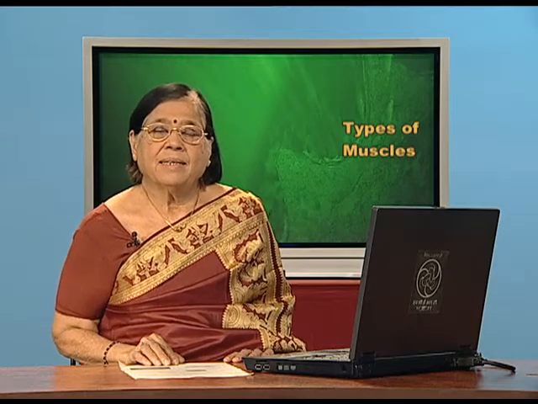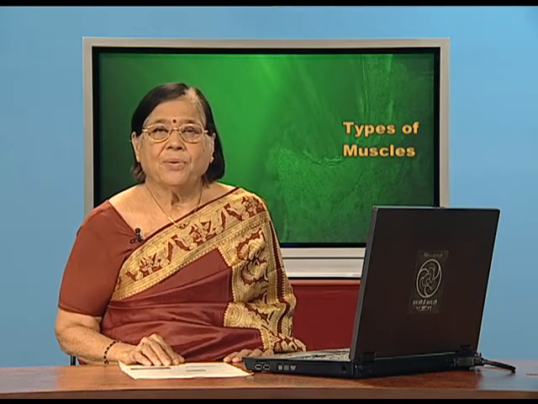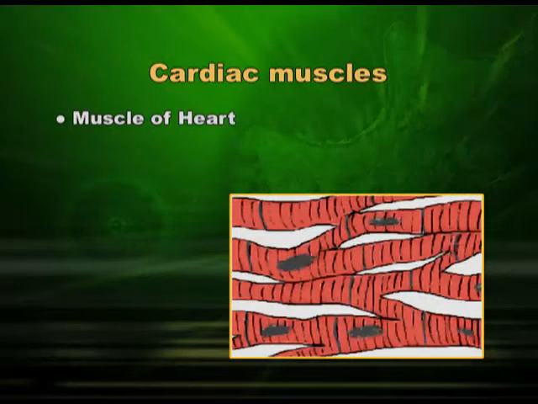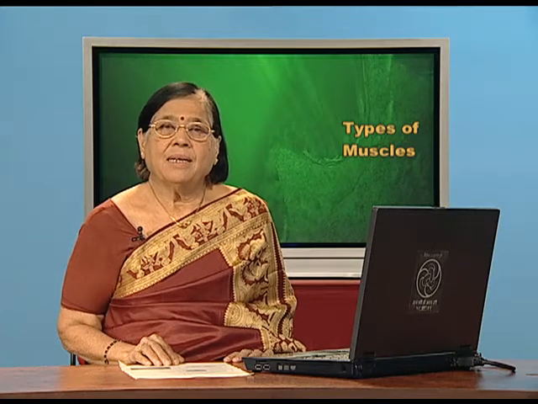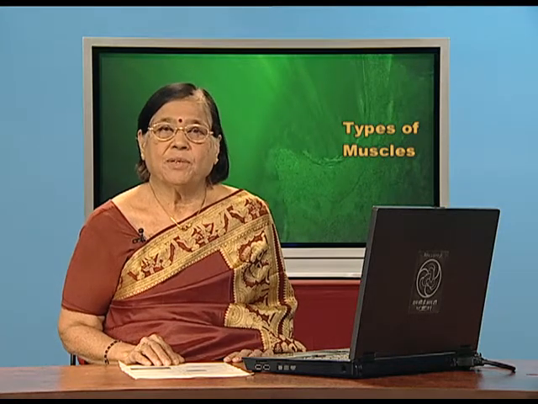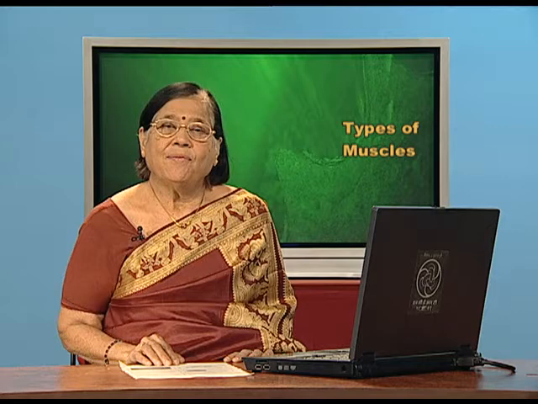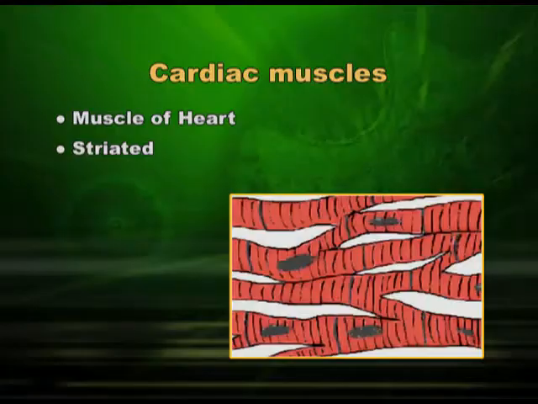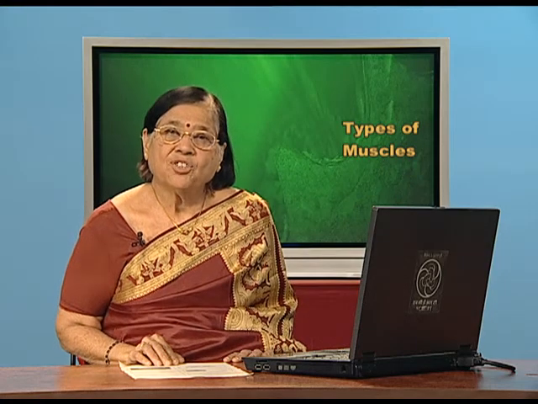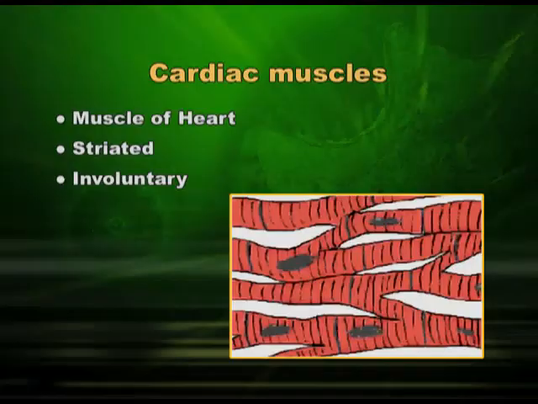The third type of muscle is cardiac muscle. As I have told you, it is found only in the heart, and the heart muscle is very, very different from other muscles. The cardiac muscle is different from skeletal muscle and from smooth muscle. Of course, if you see it under the microscope, it looks striped. So, we can call it a striped muscle. But it is involuntary, whereas skeletal muscle which was striped was voluntary. So, heart muscle is involuntary, that is one point. It is striped, that is another point.